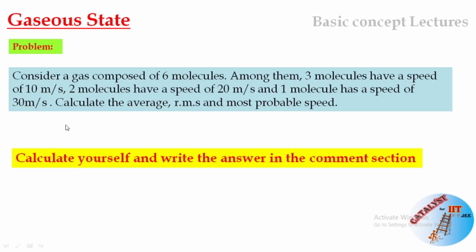Okay, so now let's think about a problem. Consider a gas composed of 6 molecules. Among them, if 3 molecules have a speed of 10 meter per second, 2 molecules have a speed of 20 meter per second and 1 molecule has a speed of 30 meter per second, then calculate the average, RMS and most probable speed. Here meter per second is the unit of speed. Please do the calculation by yourself and write the answer in the comment section. In the next lecture, we will upload the step-by-step explanation for this answer.